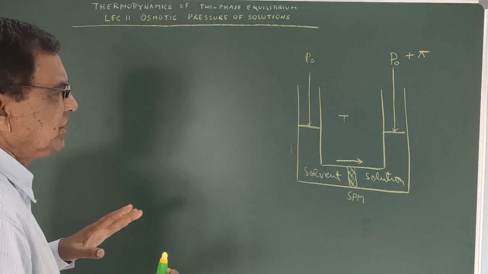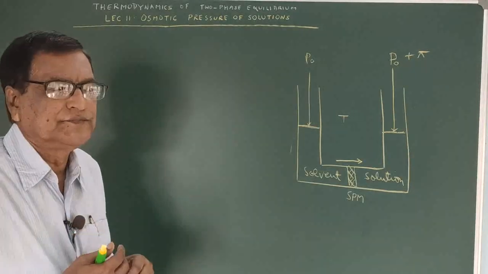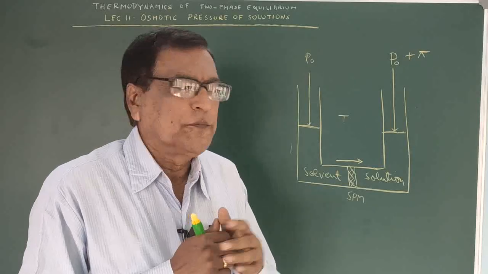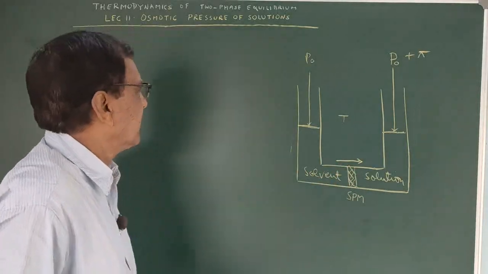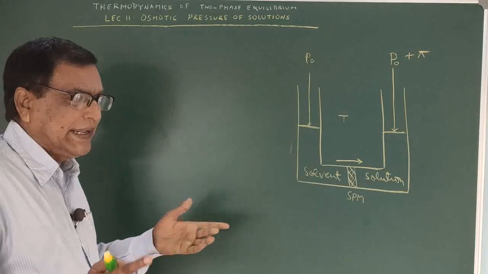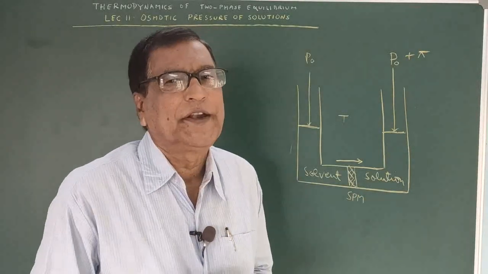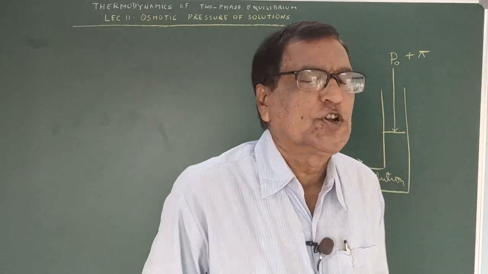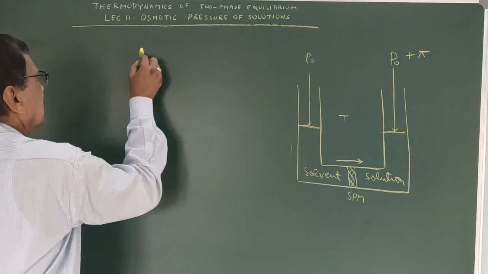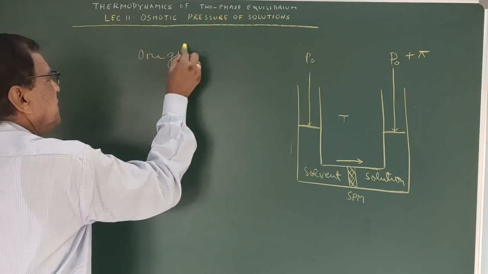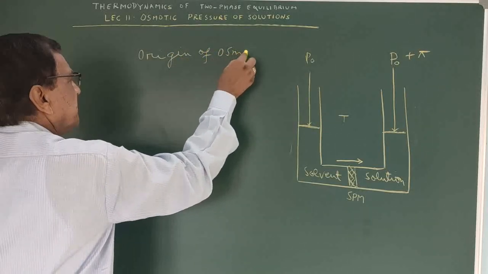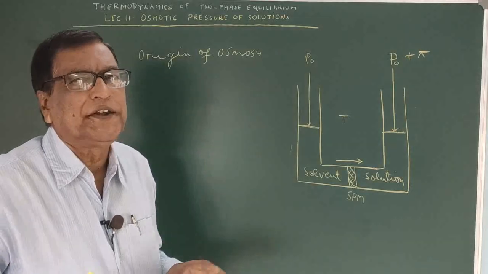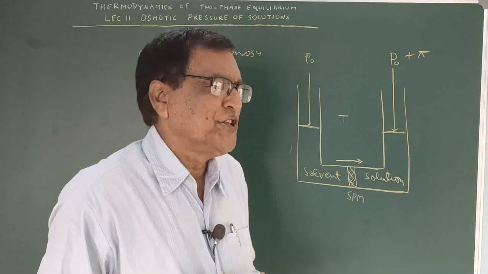And if we try to search for the origin of osmosis, then we have to go again to the very fundamental property of thermodynamics, which is the chemical potential of the solvent. The origin or cause of osmosis we can easily explain in terms of the chemical potential.